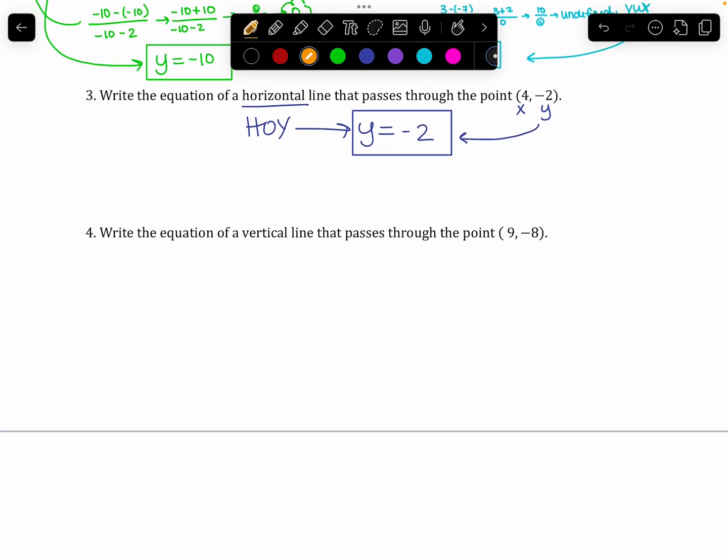And then the last one says, write the equation of a vertical line that is going to be Vux. Remember, Vux means that your equation will be x equals. Here's your x, here's your y. My x was not negative, my x was 9. So I'm going to make my equation be x equals 9. And there you go, my friends.